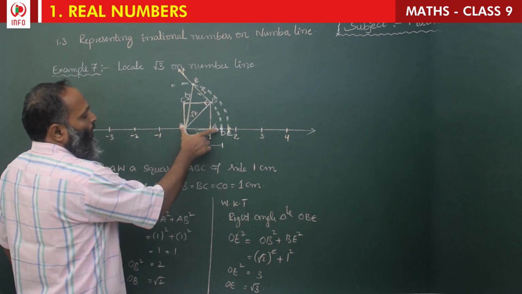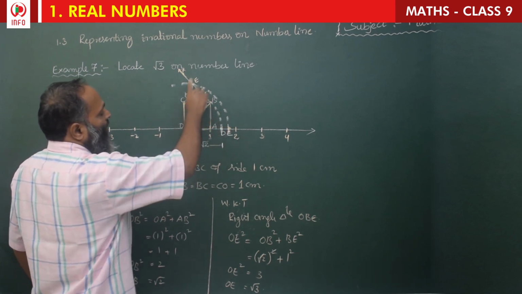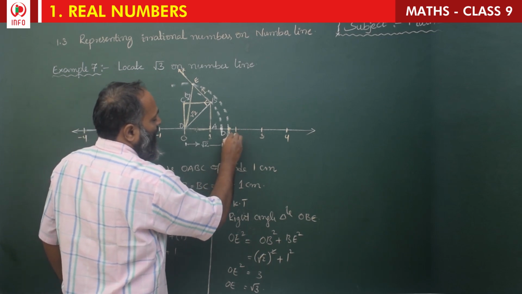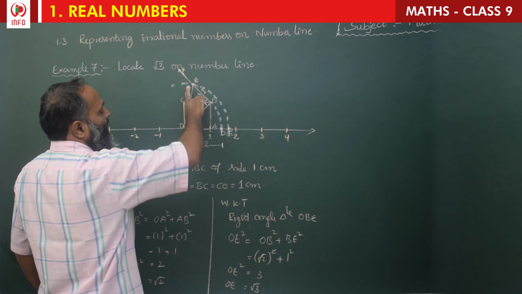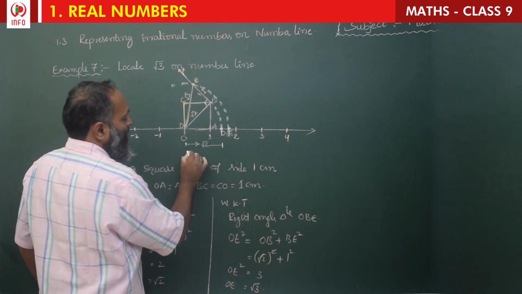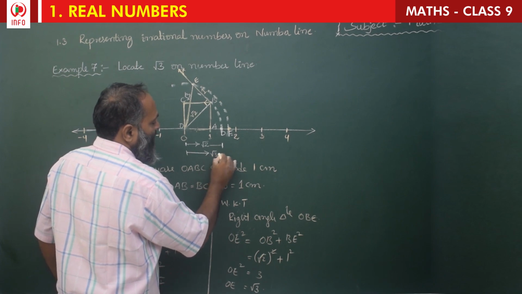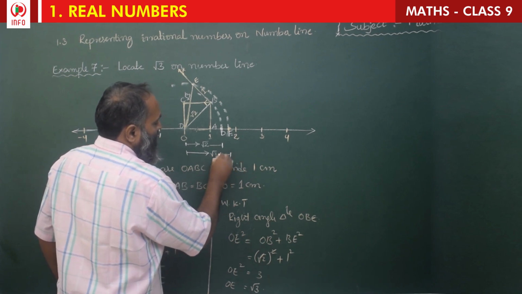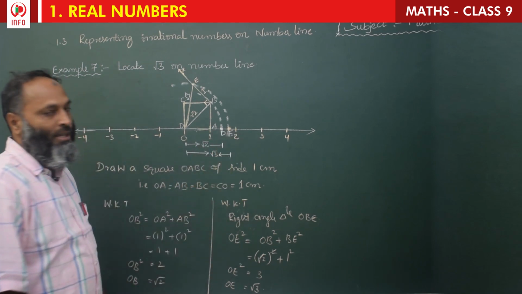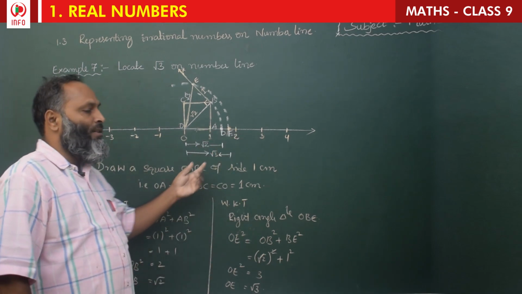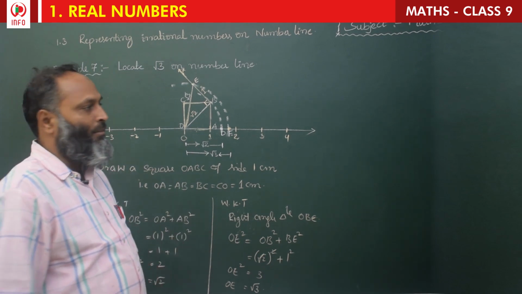Call this point F. OE is equal to OF, both are equal. If OE is root 3, then OF is also root 3. The total distance from O to F is root 3 units. This is the representation of root 3 on a number line.